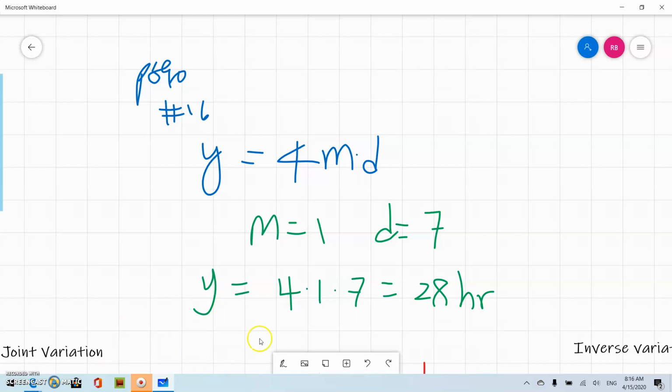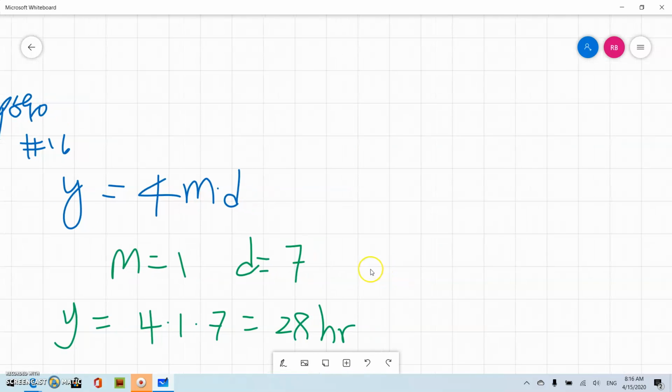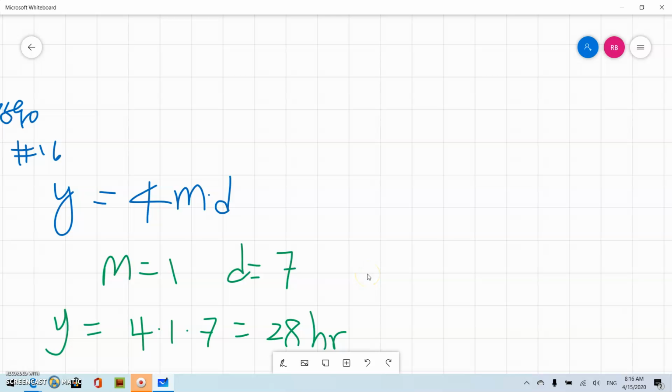Okay, so word problems might be a little bit tricky because you need to interpret the question well enough to write an equation. So do your best, but if you are confused about something, feel free to email me.